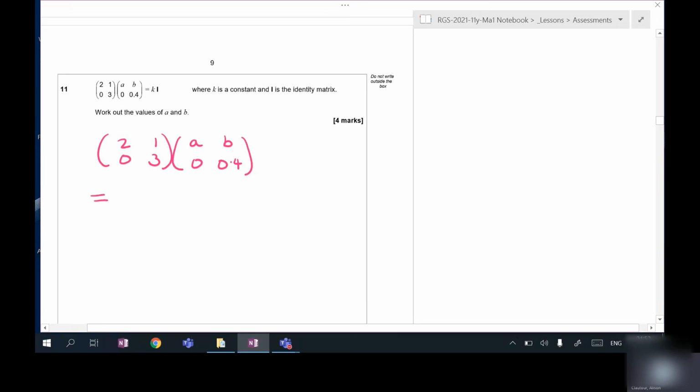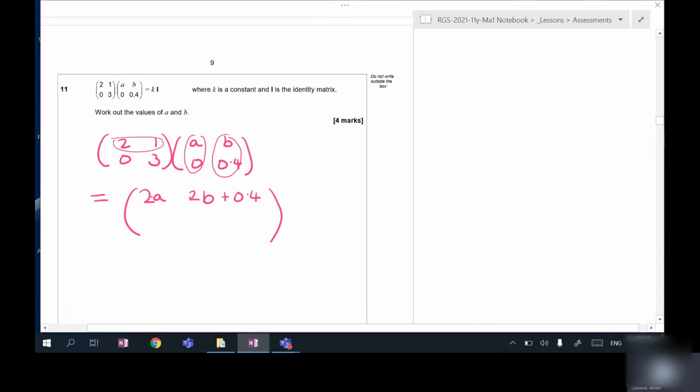Okay, so remember for this element here, for the first column and the first row, you're going to go along the first row and down the first column. So go 2 times A and then add 1 times 0, which is obviously 0. For the next position, I'm going on the first row and the second column. This time I'm going down this column. So I'm going 2 times B and then add 1 times 0.4, so 0.4.